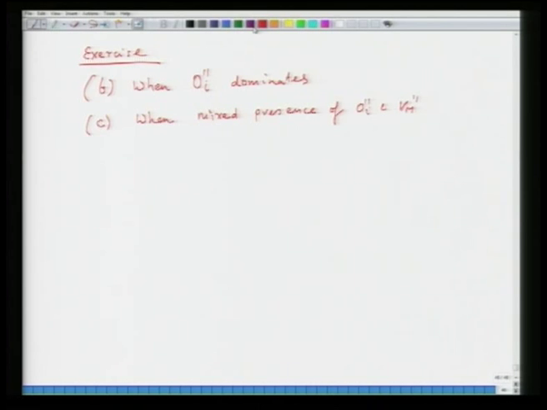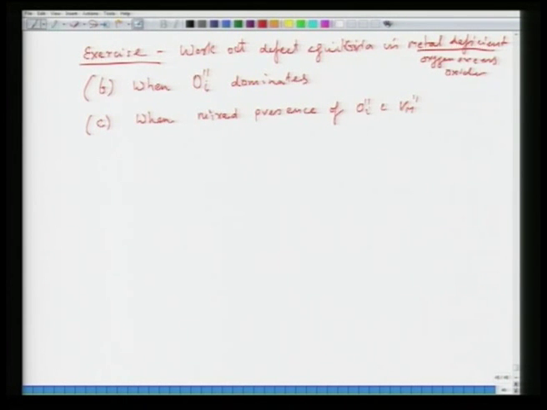Basically, work out defect equilibria in metal deficient / oxygen excess oxides under the following conditions.